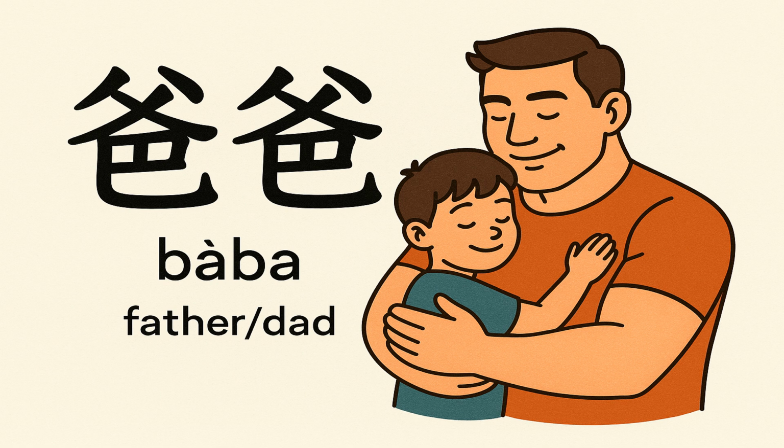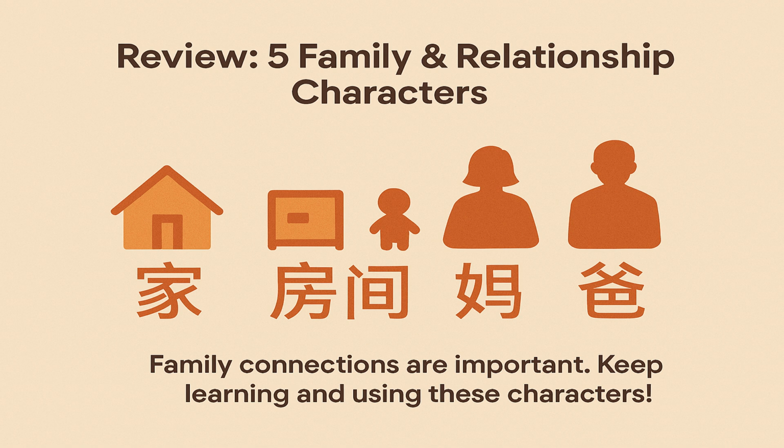Our mnemonic story: father is the strong, protective figure in the family, represented by characters that suggest authority and care. Like mama, the doubling of baba shows that this isn't just a formal title, it's an affectionate term that children use to express their close, loving relationship with their fathers. The repetition emphasizes the ongoing presence and support that fathers provide. The pronunciation baba uses a falling tone repeated twice, like a child's confident, trusting call to their father.